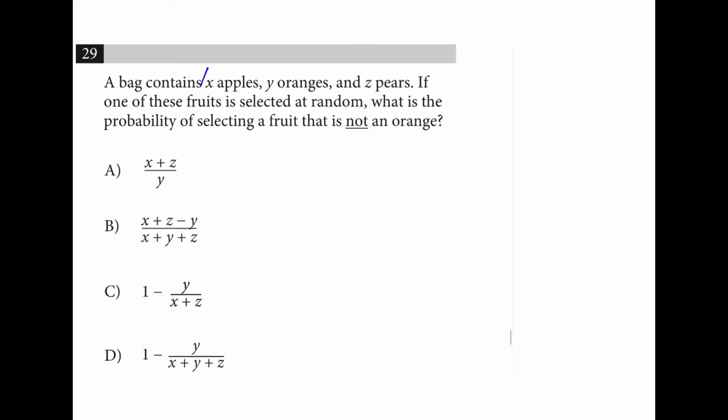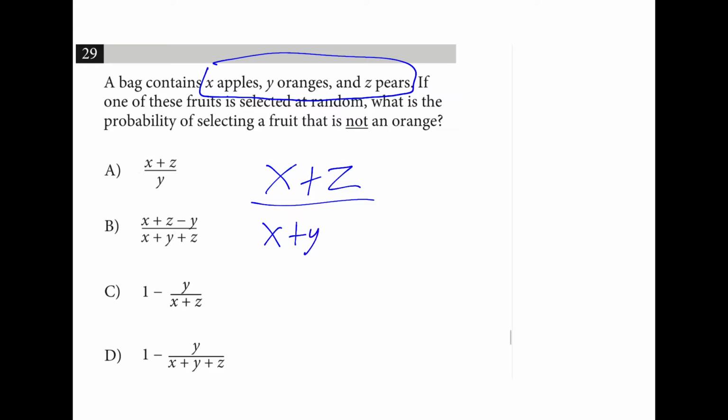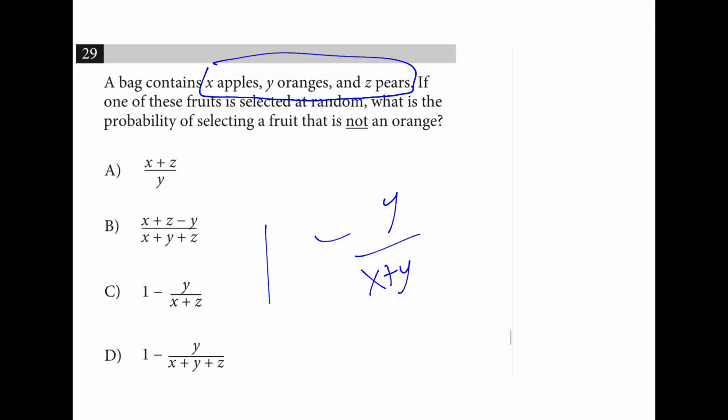A bag contains x apples, y oranges, and z pears. If one of these fruits is selected at random, what is the probability of selecting a fruit that is not an orange? So not an orange would be an apple or a pear out of the totals for all three. That wasn't there, so let's instead think about 100% probability minus those that are an orange, or y over x plus y plus z leaves what's left.